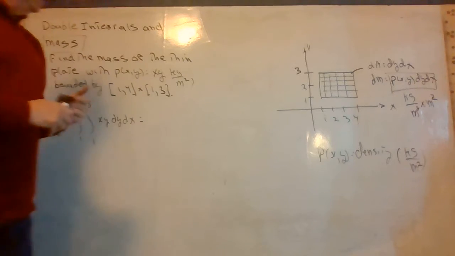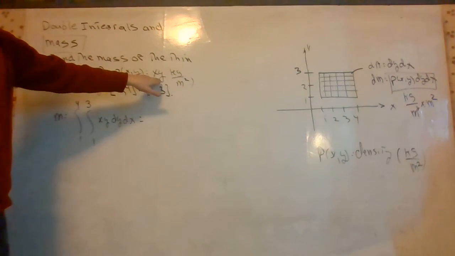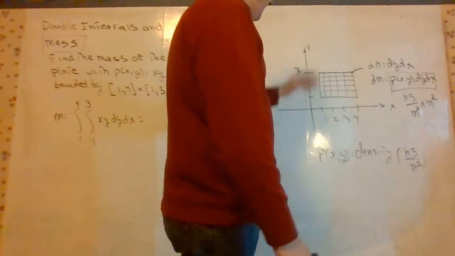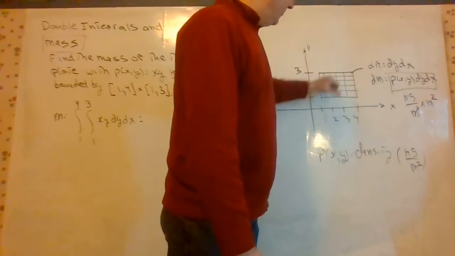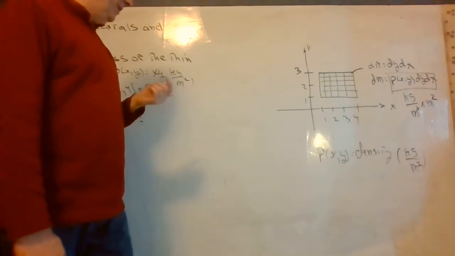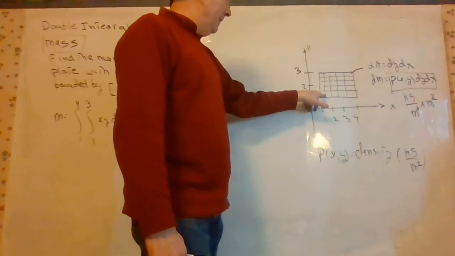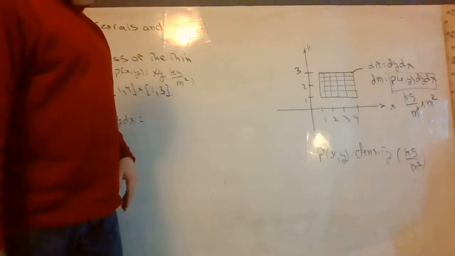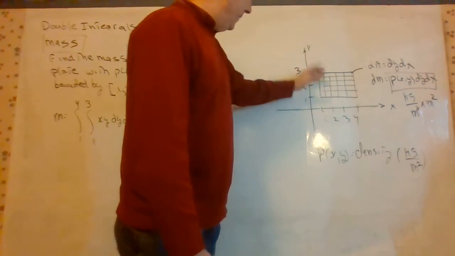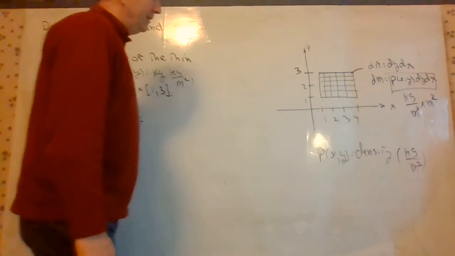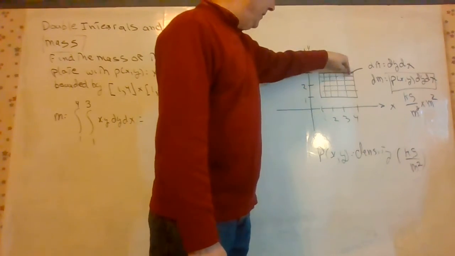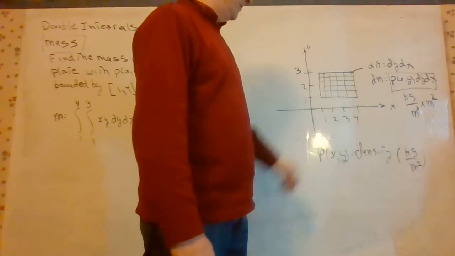The density varies jointly with both dimensions, both axes. The further we get out, the more dense it's going to be. Right here, at 1, 1, the density is 1 kilogram per square meter. So if you take this whole unit square, it would have a mass of roughly 1 kilogram. Out here at 3, 4, if you take a unit square, it would have a mass of approximately 12 kilograms.